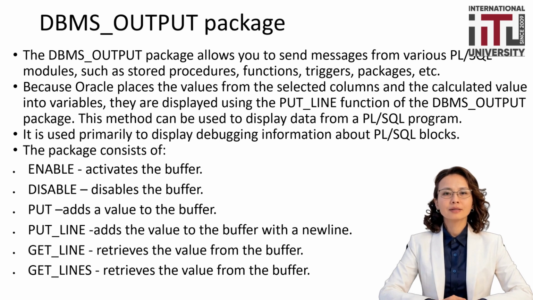There is also PUT, which writes text without moving to a new line. To control output, we use ENABLE and DISABLE. Enable turns on the output buffer, while disable turns it off. We can also read data from the buffer using GET_LINE and GET_LINES. These components work together to manage how messages are stored and displayed. In summary, DBMS_OUTPUT is a simple but powerful tool for debugging and understanding your PostgreSQL programs.